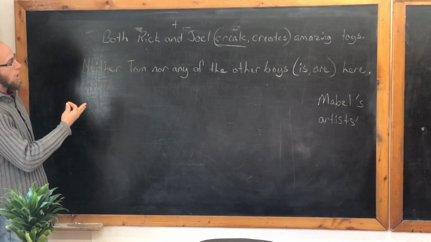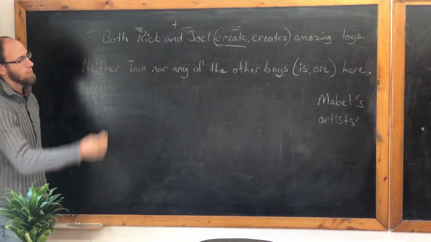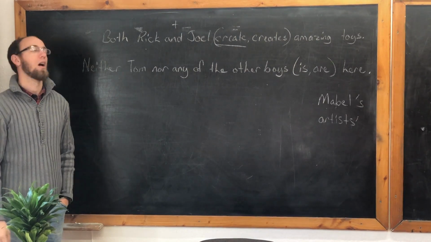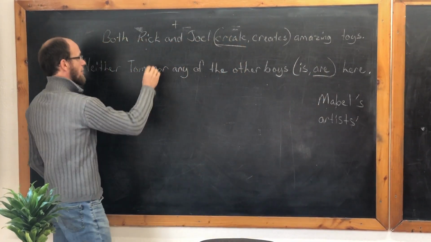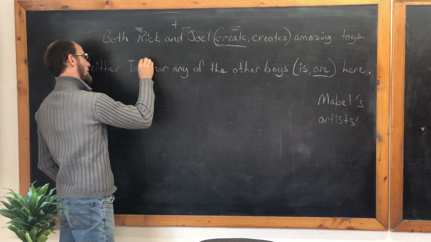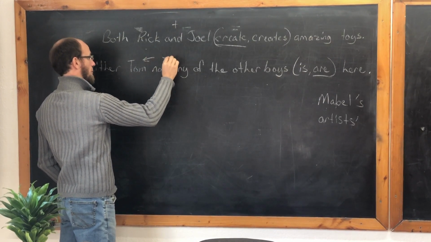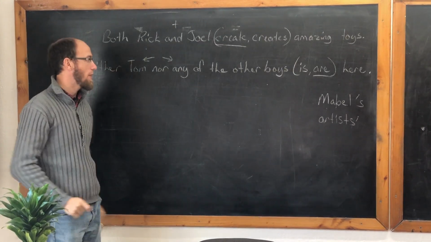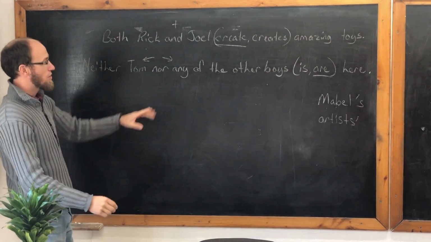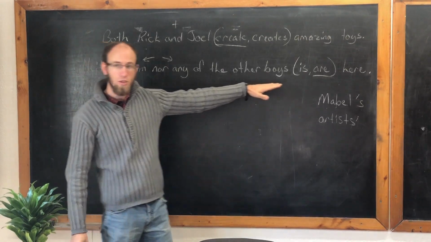But here, neither Tom nor any of the other boys is or are here? Are. We're going to choose are. Because this or means that we either have one or the other. We don't know which. We don't have them both. You either have this or you have that. And so the rule is to always look at the noun that is closest to the verb.